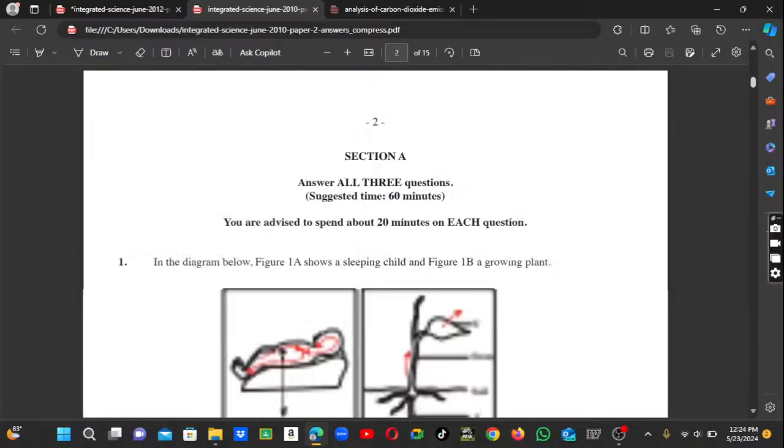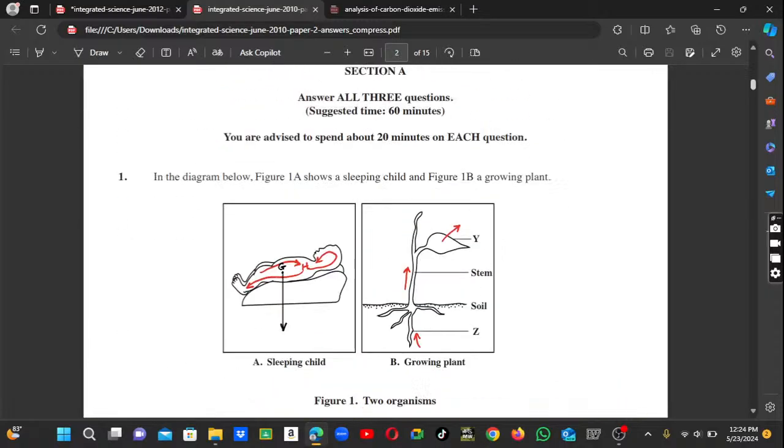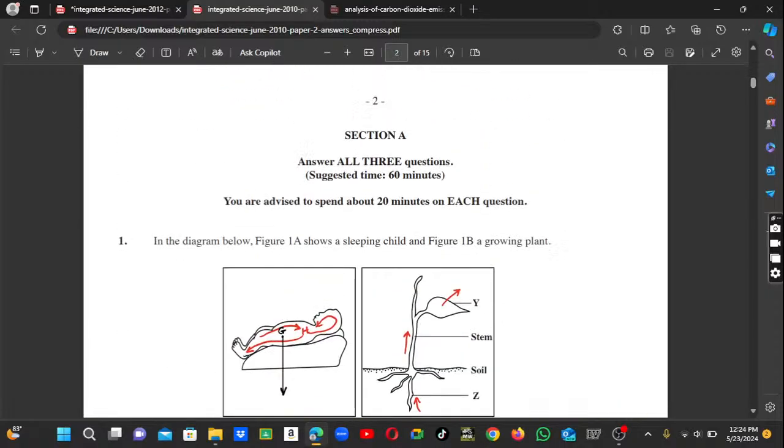Guys, I need everyone to pay attention now. This is a 2010 paper, due to physical education. Yes, Ashanti Evans. Alright. Guys, I will be going through this 2010 paper. I just finished the 2012 paper. I need you guys to pay attention real fast. This is section A, and we're just going to go through these questions real fast.